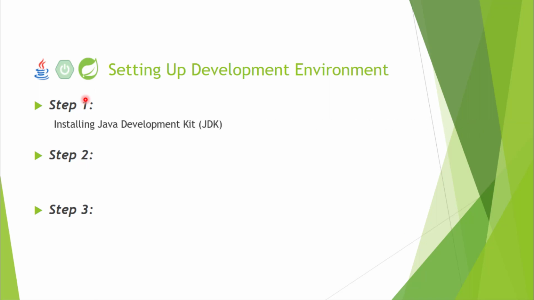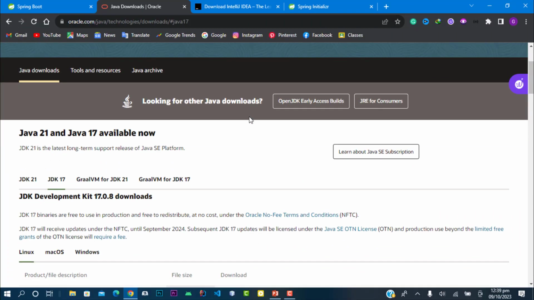The first step, installing Java Development Kit. You will need the Java Development Kit installed on your machine. Spring Boot is built on Java, so having the right version is crucial. We will be using Java version 17. You can download the latest JDK from Oracle. There is a link in the description.